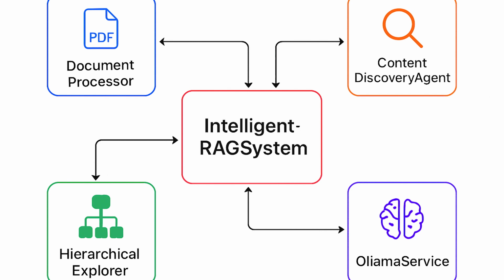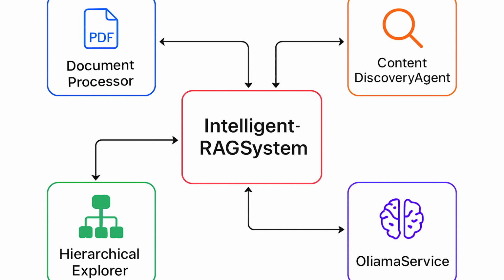The next one is the hierarchical explorer. This is our human-like navigation system. It finds the relevant chapter first, then drills down to sections, and then extracts precise content, just like you would. The next one is the content discovery agent. For complex questions, this creates a strategic search plan. It might say, first look into the direct answers, then find supporting examples, and then explore the related concepts.